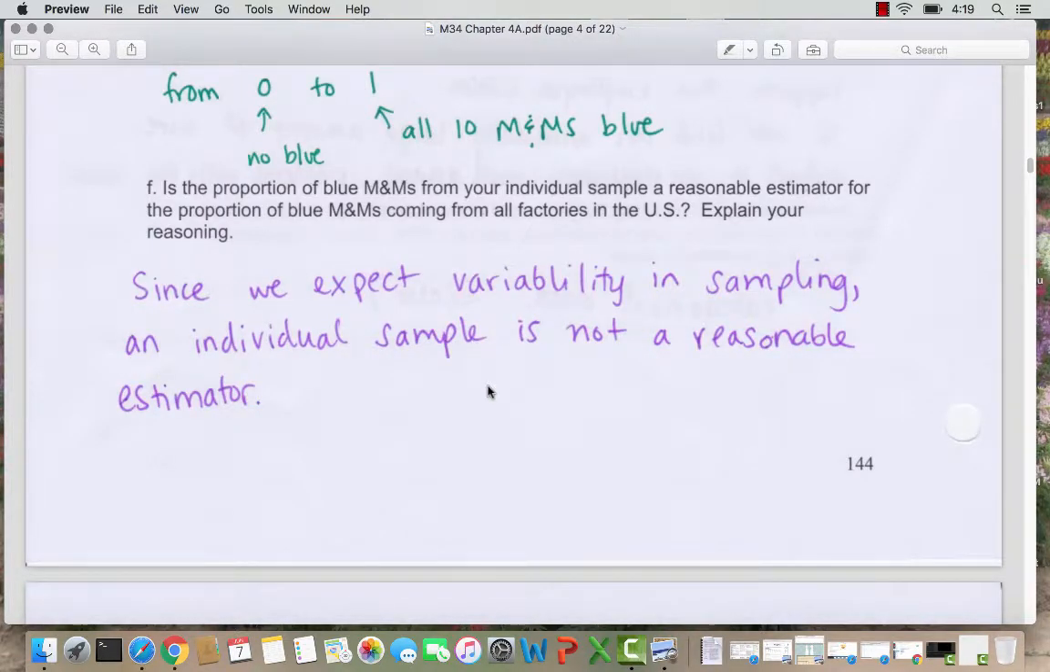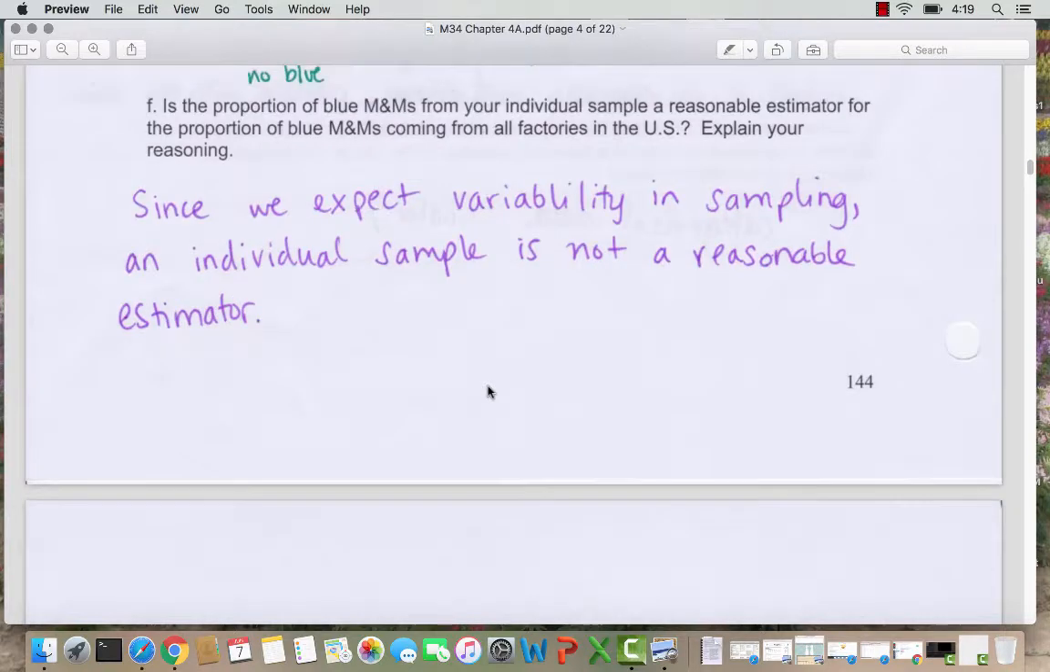So, is the proportion of blue M&Ms from your individual sample a reasonable estimator for the proportion of blue M&Ms coming from all factories in the U.S.? So since we expect variability in sampling, an individual sample is not a reasonable estimator. We know just by chance one sample might be different. Now, if you think back to the law of large numbers that we discussed last activity, the law of large numbers says if we do very many samples, we expect to see a pattern.